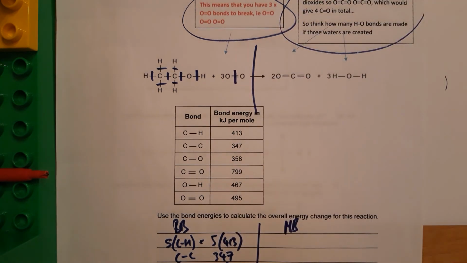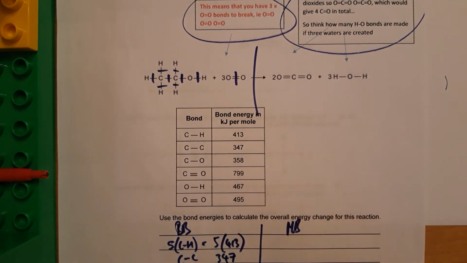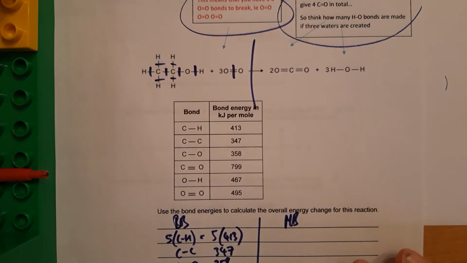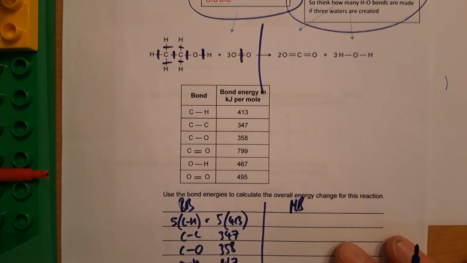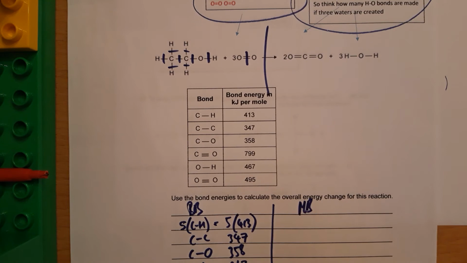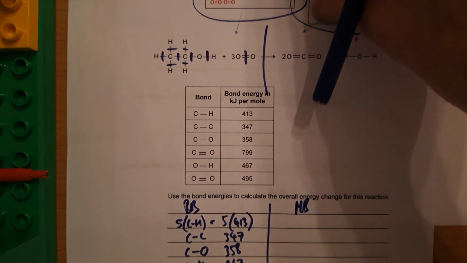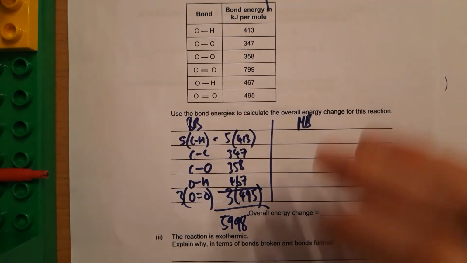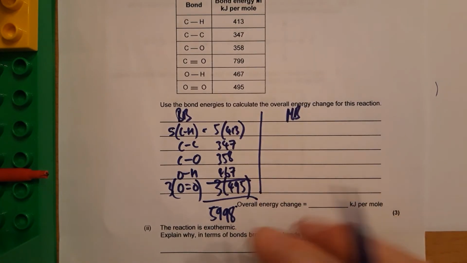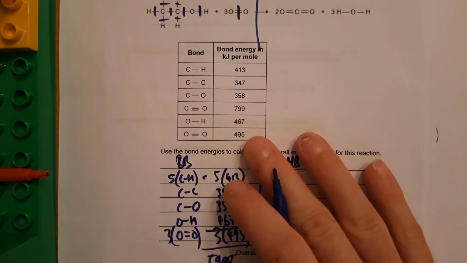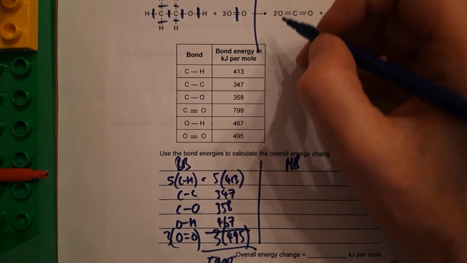Alright, bonds. Oh man, I haven't finished. 3 O double bond O's. So that's O double bond O, 3 lots of them. 3 times 495. Nearly mucked up there, didn't I? Add all them up. It's a whole lot of bonds. 5998. Alright, so there's loads of places you can muck up there. God, I went off the page again. I nearly forgot my oxygens, in case you didn't work out what was happening there. 3 lots of oxygen. Making bonds. There we go, I'll keep it all on one page.